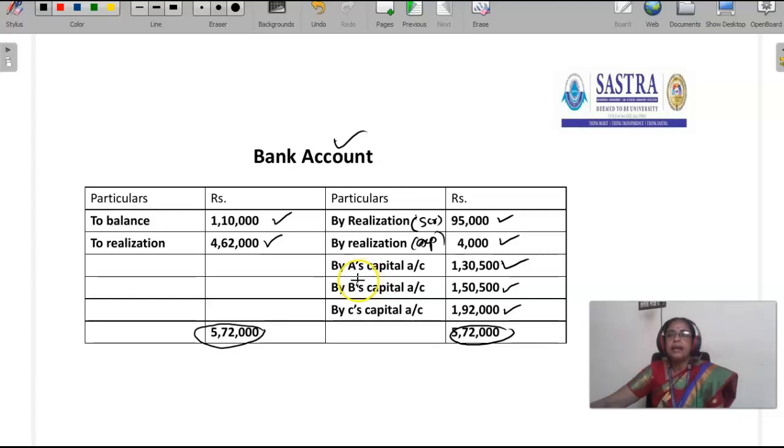In this way, we have to prepare the dissolution account. First, we prepare the realization account. Second, in this problem, we prepare the current account of the partners. Then the current account of the partners is transferred to capital account. And we find out the amount which has to be settled and we settle it. And then we prepare the bank account. That bank account should be tallied. In this way, we prepare the dissolution account. Hope you understand.